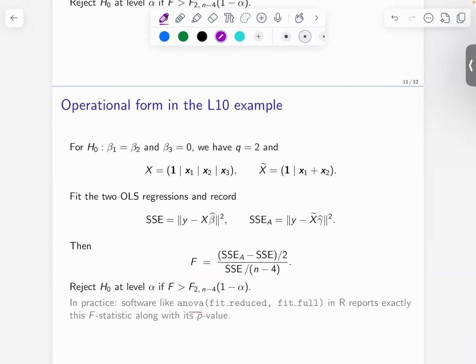If you're in R, this whole thing can be done like this. You fit a linear model using the lm command. That would be the reduced fit. This would use an lm command, with Y and X tilde. This would be Y and X. And then you do the anova command between the two fits, and it just does this for you. But you can also do it by hand and just verify.